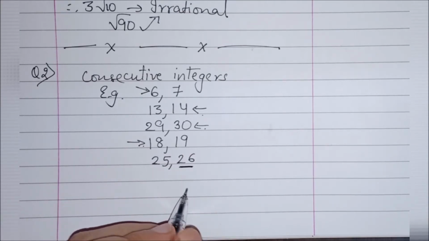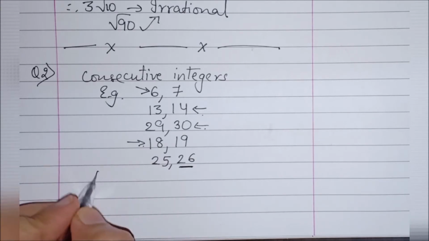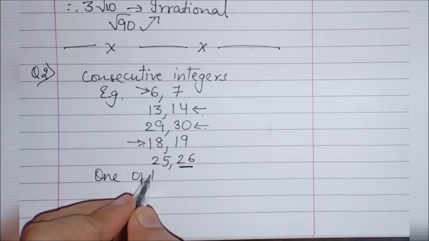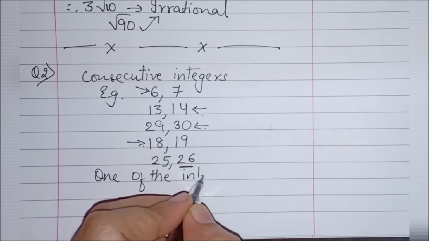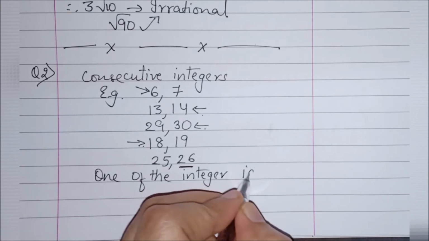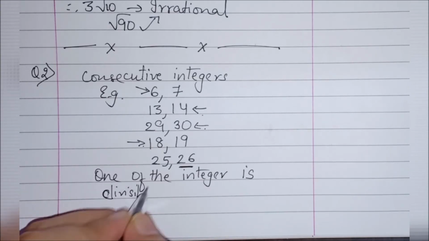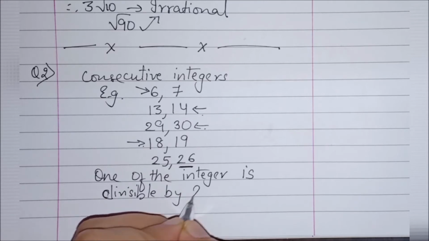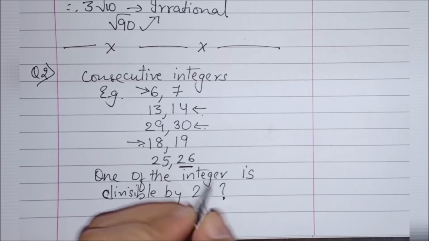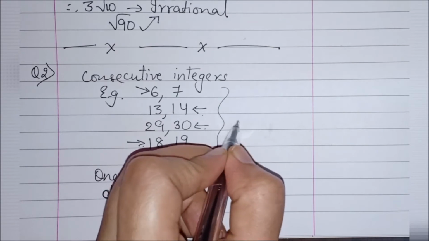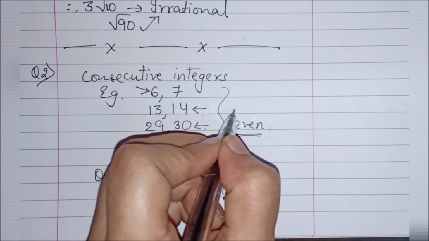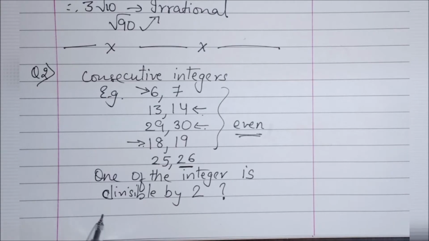So what we observe here is that one of the numbers in the given set of consecutive numbers is divisible by 2. Now why is it divisible by 2? Because if you write two consecutive integers, one of them will always be even and the other one will be odd. Even numbers are always divisible by 2. So we can say the product of two consecutive integers will be divisible by 2. That's the end of the solution.